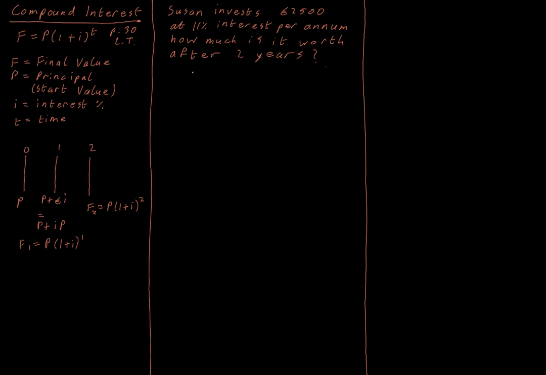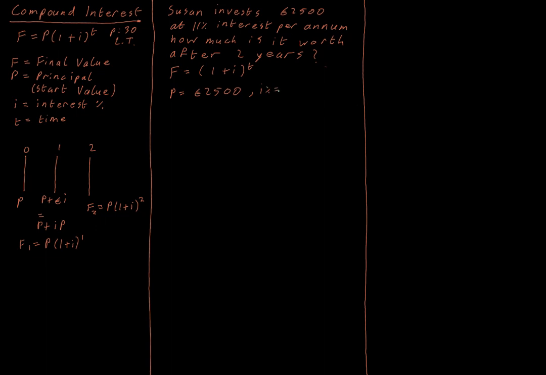So anytime we get one of these questions, we recognize we're talking about compound interest, so we write down our formula. We go to our formula tables, we write down our formula, like so, and we're going to write down all the information we're given in the question. So we're told that Susan invests €2,500. Well, that means that's our starting amount of money, 2,500. And we're told that the interest rate is 11%.